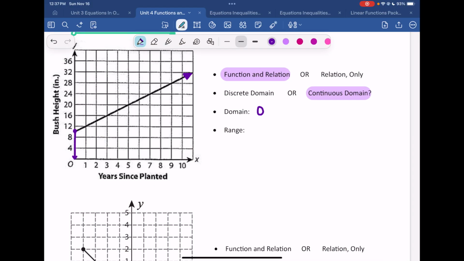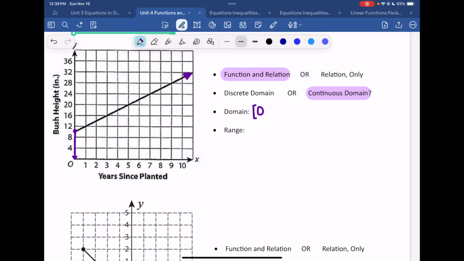Remember, 0 years since it was planted just means when it was initially planted, like right at the very beginning. Now, if you go to the right, the thing is, there is no largest number. It's going to continue to go to the right. Yes, it's going up, but it's also going to the right. And domain is not talking about up and down, it's talking about left and right.